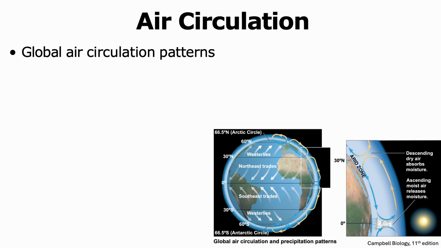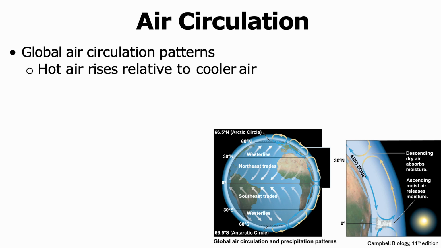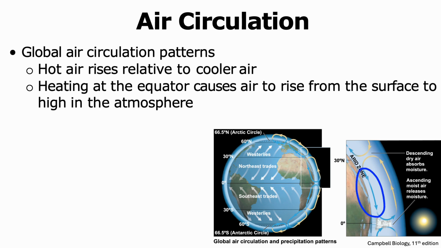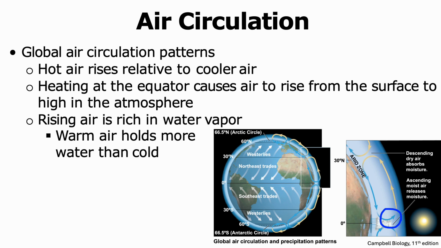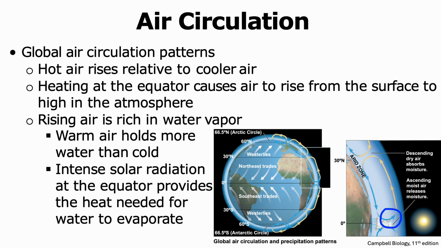Solar radiation can affect global air circulation patterns. It is known that hot air rises upwards as compared to cold air. There is more solar radiation in the tropics, which includes the equator, which causes the air to rise from the surface to higher parts of the atmosphere. This rising air is rich in water vapor. This is because warm air tends to hold more moisture than cold air. The solar radiation at the equator also facilitates the evaporation of the water to provide the water vapor or moisture in the air.